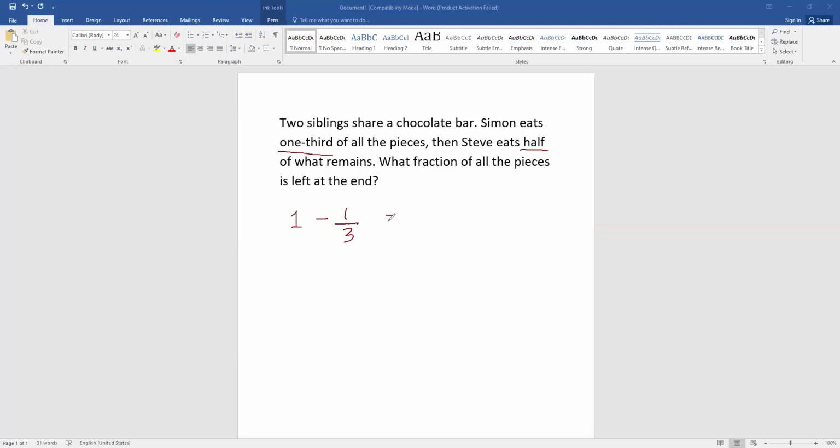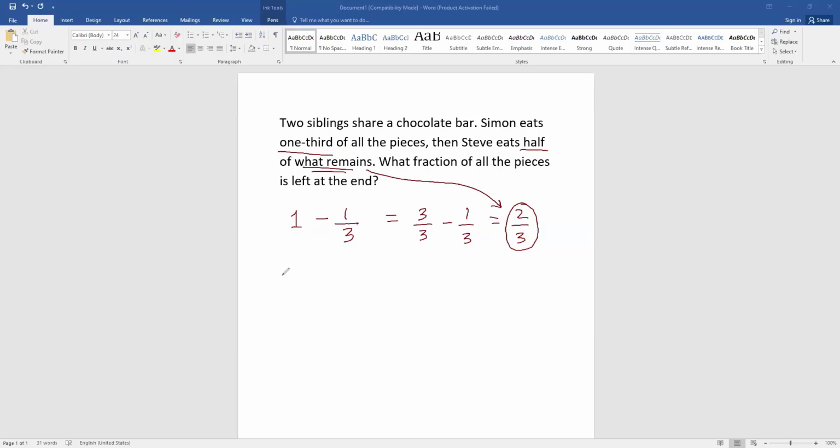And this gives us, we can write 1 as 3/3 minus 1/3. That is 2/3. So this is the fraction of the bar that is left after Simon has eaten 1/3 of the pieces. Now Steve is going to eat half of what remains. And what remains is this part, 2/3 of the bar.